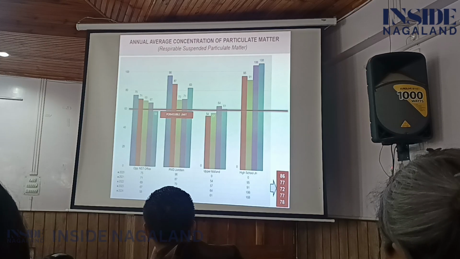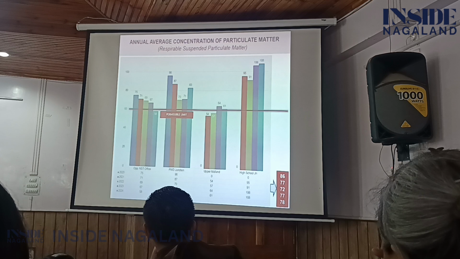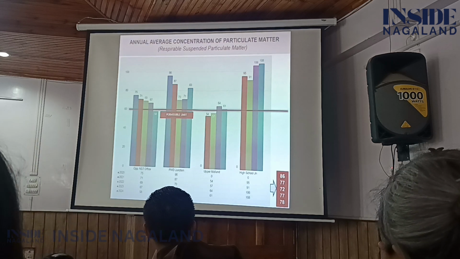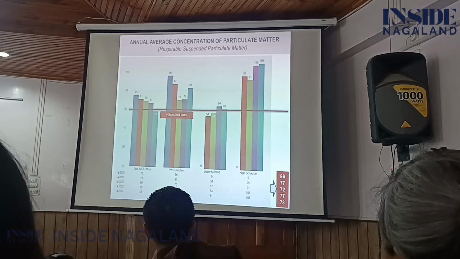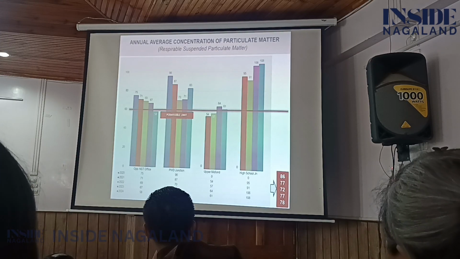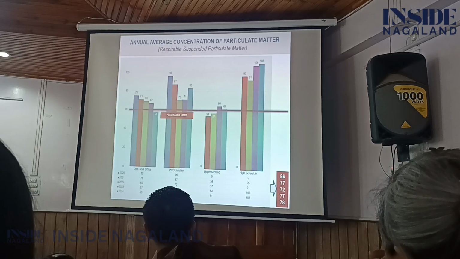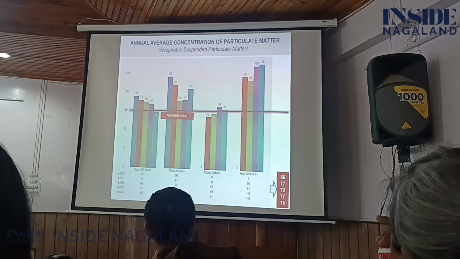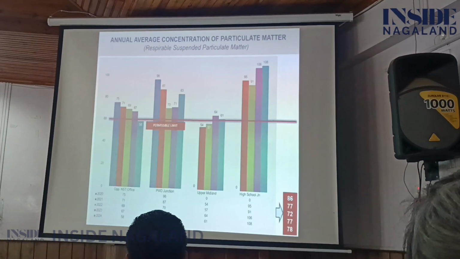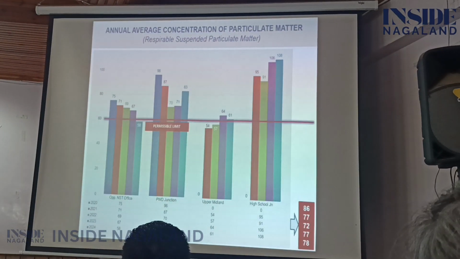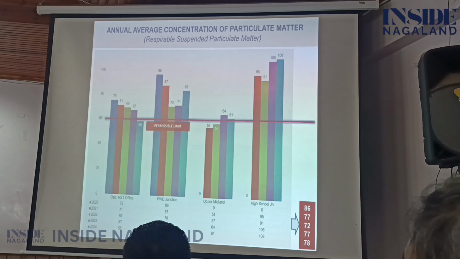So 2020 was around 86. Now if you see in 2024 it's 78. Not much of an improvement. Still above the permissible limit. So this is something that we usually tend to think, that Kohima air is very clean. It's something that we are quite lucky to be living here in Kohima. Definitely compared with the big cities, we are quite fortunate, but in spite of that, the air quality is still above the permissible limit.